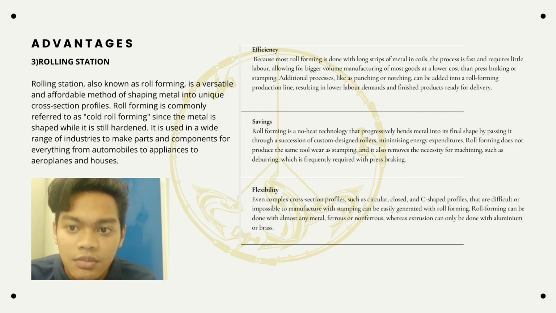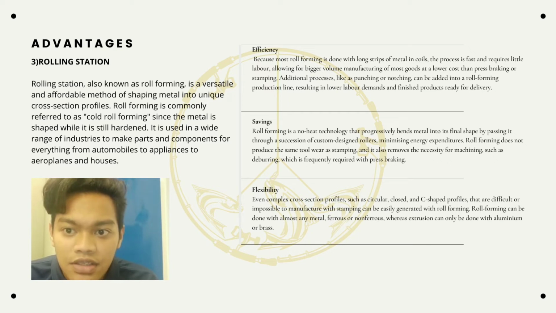First, efficiency. Because most roll forming is done with long strips of metal in coil, the process is fast and requires little labor, allowing for bigger volume manufacturing for most goods at a lower cost than press braking and stamping.